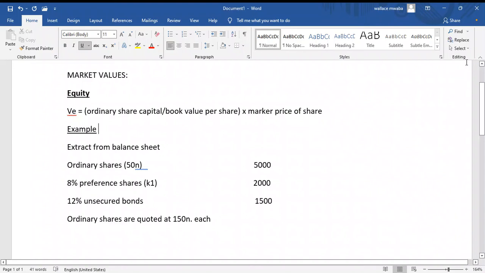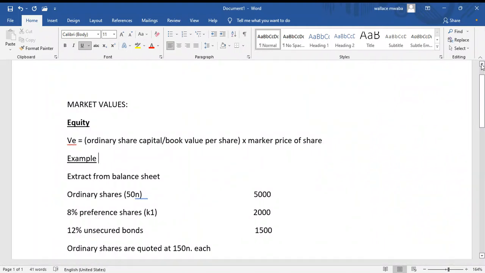All right, so we're looking at market values. We're going to learn how to calculate the market value of equity. Remember, equity is the value of shares issued by a company.